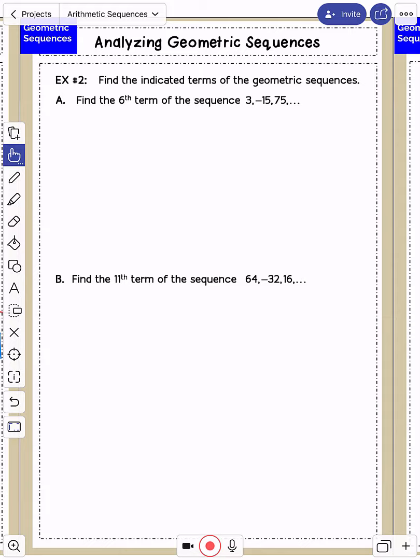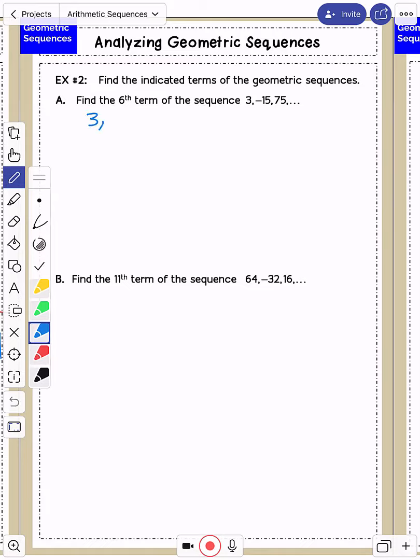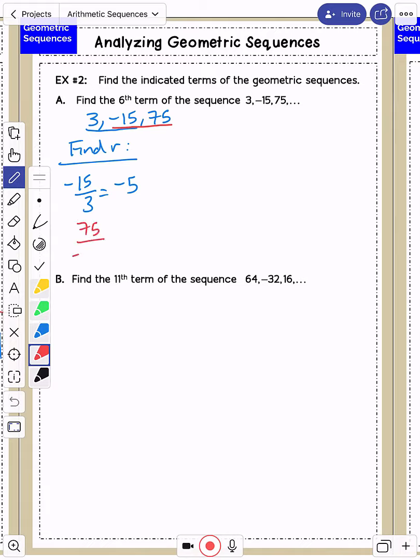All right, find the sixth term. I think we need to know something before we try to figure this out, but I'll show you the long way. So let's see. 3, -15, and 75. Let's figure out what r is. It does look geometric, so hopefully it is. So let's find r. Remember, take the first two terms, put the second one on top. You're going to get -5. Look at the next pair. Put the second one on top, 75 over -15. You're going to get -5.